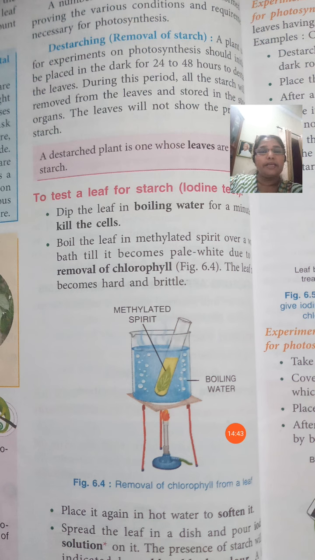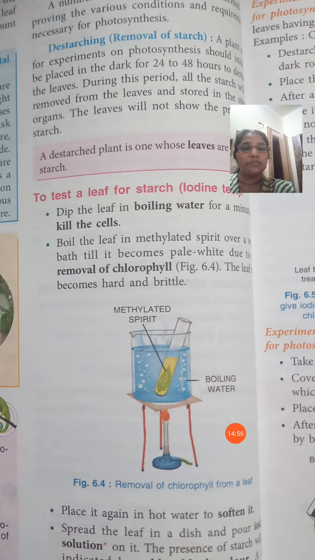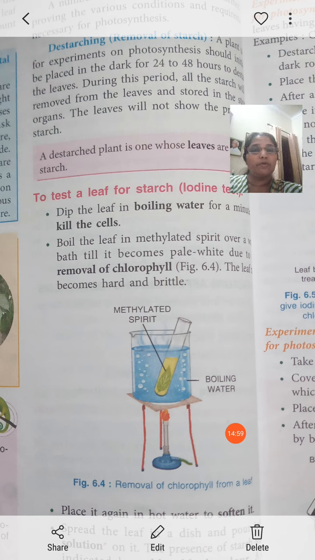Then boil the leaf in methylated spirit. You can see methylated spirit, that is shown in the picture. In a test tube, methylated spirit is there. When we boil the spirit, we submerge that test tube in a beaker, then only we boil.